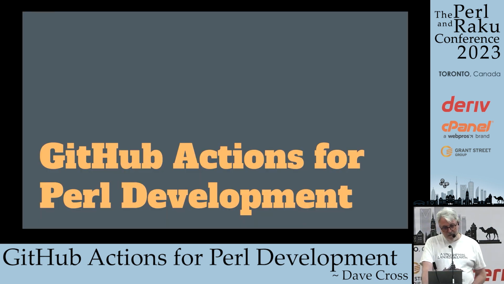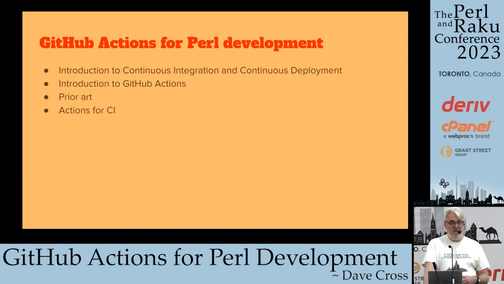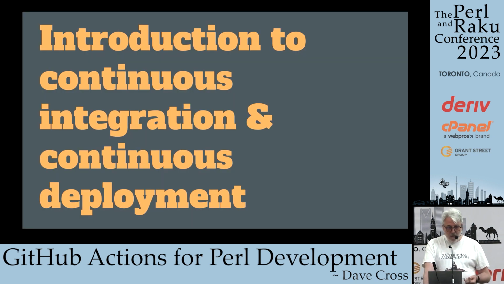But we're actually here to talk, not about me, but about GitHub Actions for Perl development. And what we're going to do is give a very quick introduction to continuous integration and continuous deployment, then an introduction to GitHub Actions and an overview of what it is, how it works, look at some prior art, and then dig a little bit more in detail into actions for CI, actions for CD, and that's it. Right, so who here uses continuous integration and continuous deployment?